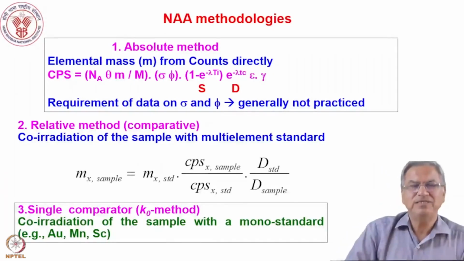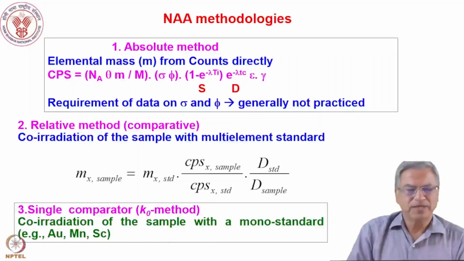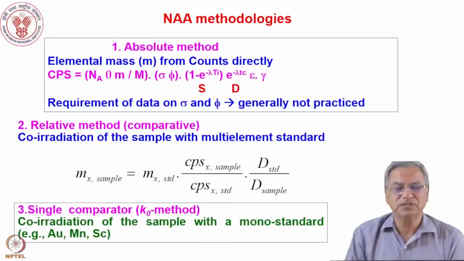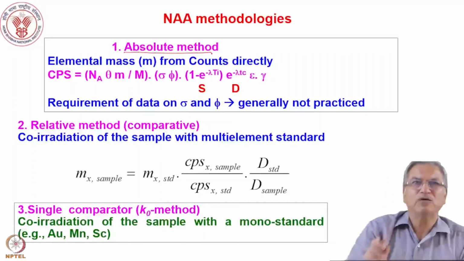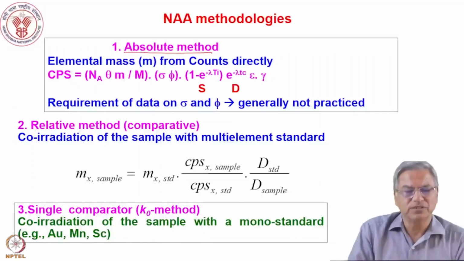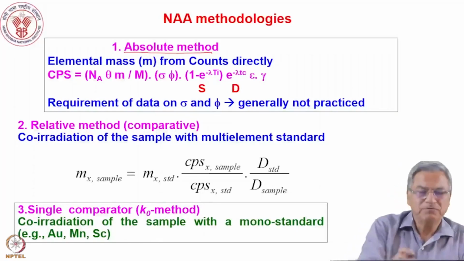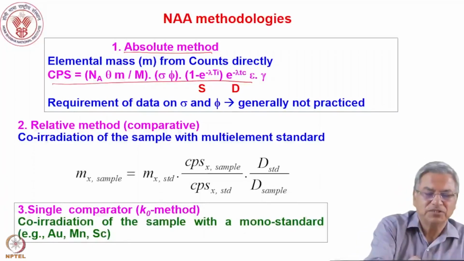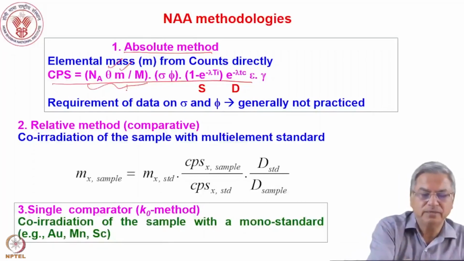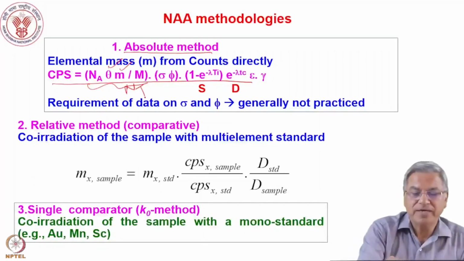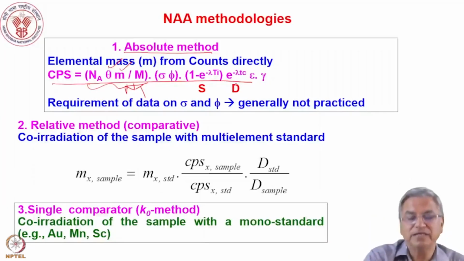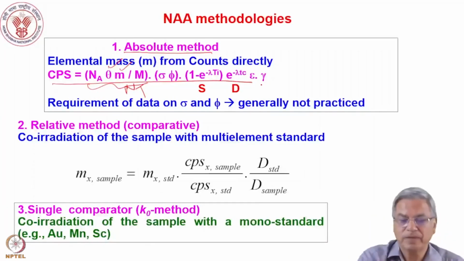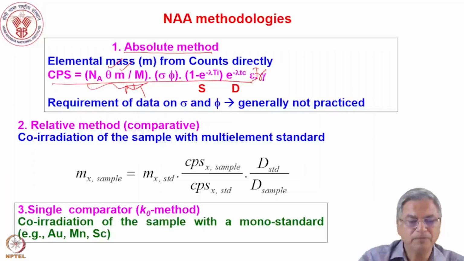Okay, let us discuss how we determine the concentration. There are mainly 3 methodologies I will be discussing. First is the absolute method of NAA, neutron activation analysis. Absolute method means you use this equation: counts per second, the amount of the isotope of the element of interest, isotopic abundance, N, sigma, phi, saturation factor, the decay factor, detection efficiency, and the gamma ray intensity, I gamma.